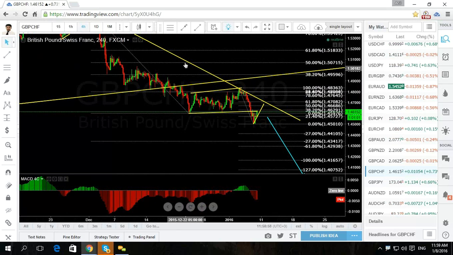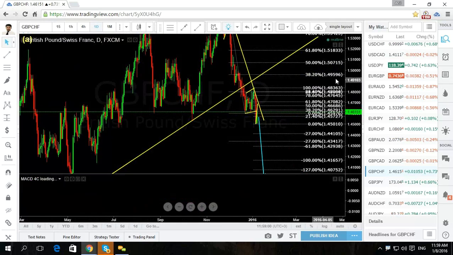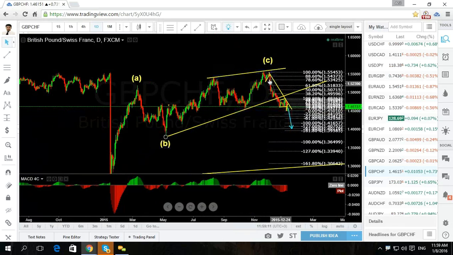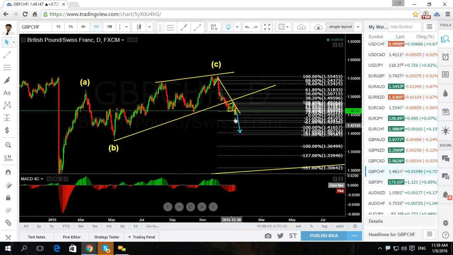Not as yet, not until they break this trend, right? As long as we are under this trend line, the structure has not changed a bit. It's just a deeper pullback. So the bigger trade is still to come. And if you consider that we broke this structure here, this thing hasn't even started to move as yet, right?